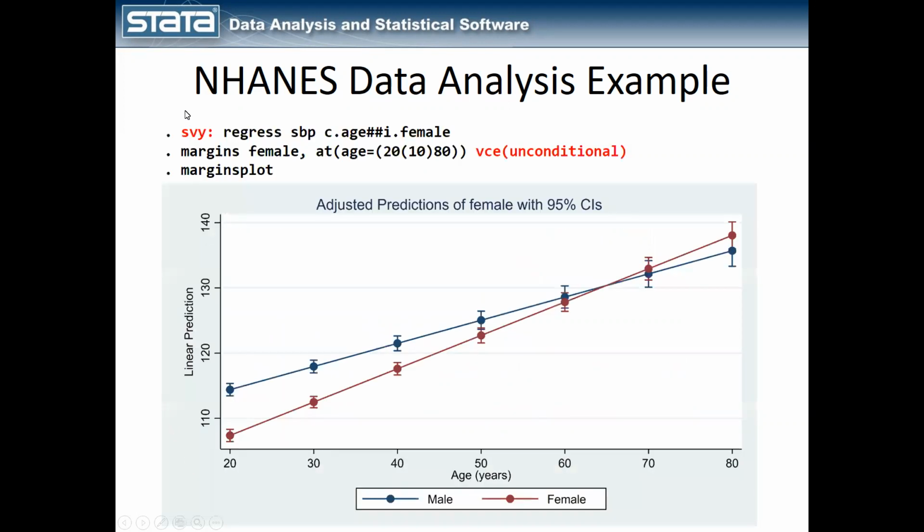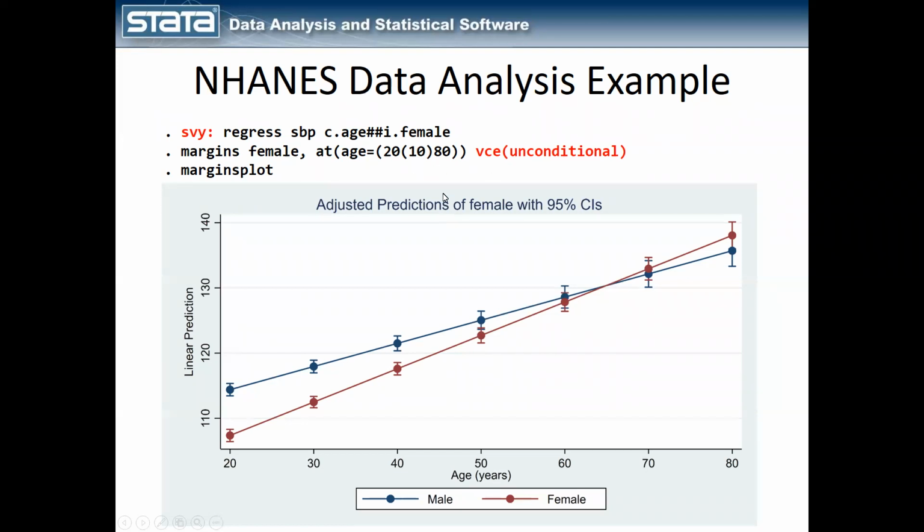Now, what's really handy is after I use my survey prefix on regress, I can still use Stata's margins command to estimate predictions from the model. So I could type margins female at age 20 through 80 in increments of 10. So I want to see separate regression lines for males and females, plotted at age 20, 30, 40, 50, 60, 70, and 80. So that's what this at age 20(10)80 means. It's the beginning of the interval, the ending of the interval, and then the increment size.